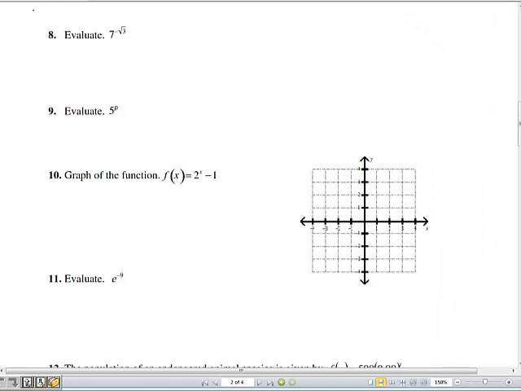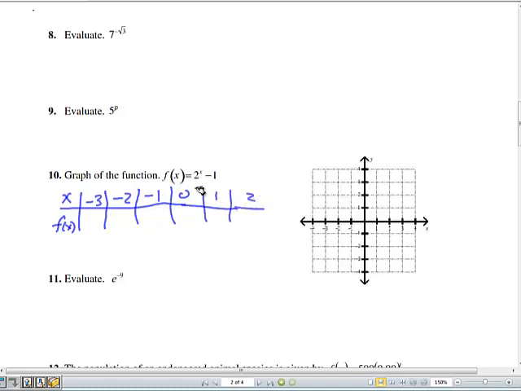And in order to graph this, it's quite simple. We're just going to make a little t-table. X and f of x, or y. And then we're going to get some numbers here. And I know that exponential functions will go like this. So I'm going to put in, let's say, negative 3, negative 2, negative 1, 0, 1, and 2. That should probably take care of it.